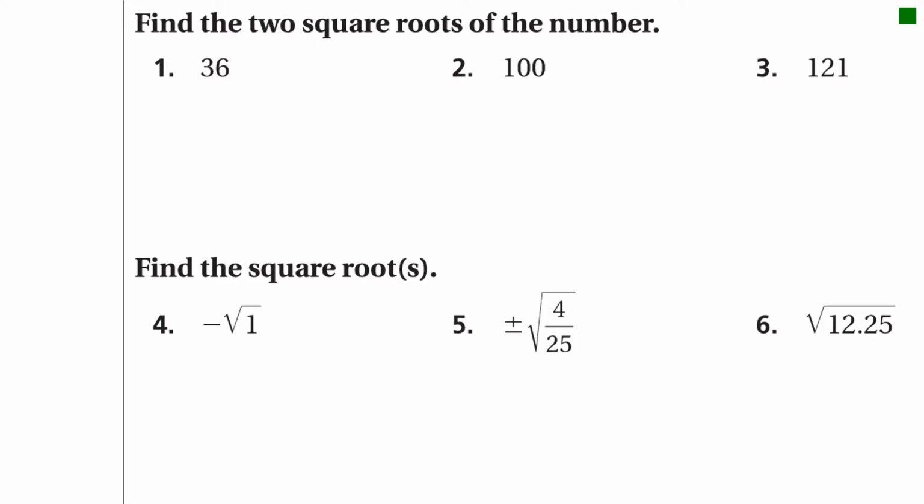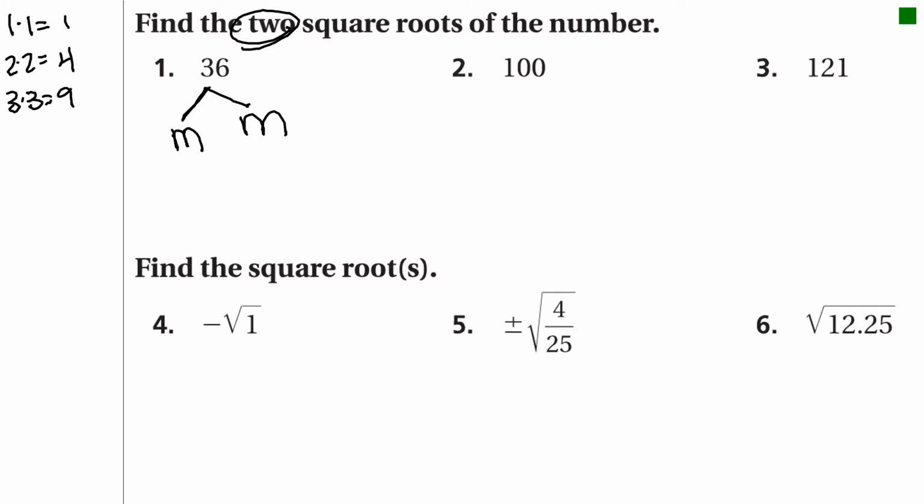All right, find the two square roots of the number. So they're wanting us to use that plus minus sign here, okay? All right, so what number times itself gets us 36? I'm going to start writing a little cheat sheet to the side. 1 times 1 is 1. 2 times 2 is 4. 3 times 3 is 9. 4 times 4 is 16. 5 times 5 is 25. 6 times 6 is 36.